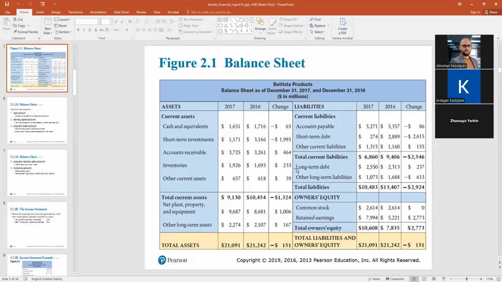And we said you need to know the structure of the balance sheet, you need to know the structure of the income statement. And the statement of retained earnings says beginning balance of the retained earnings plus net income minus the dividend. And that will give you the ending balance of the retained earnings.